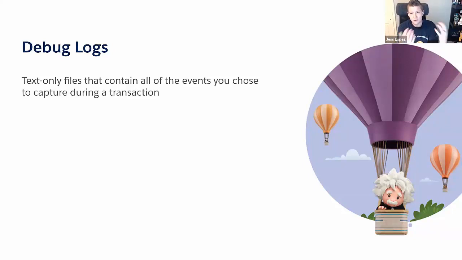Debug logs are text-only files that contain all the events you chose to capture during the transaction. When I say transaction, I mean maybe through the user interface you created a contact, or you had some Apex code that updated opportunities. Debug logs get captured for that real-time, synchronous transaction, and separate debug logs might be created as well for anything kicked off as a result of that.